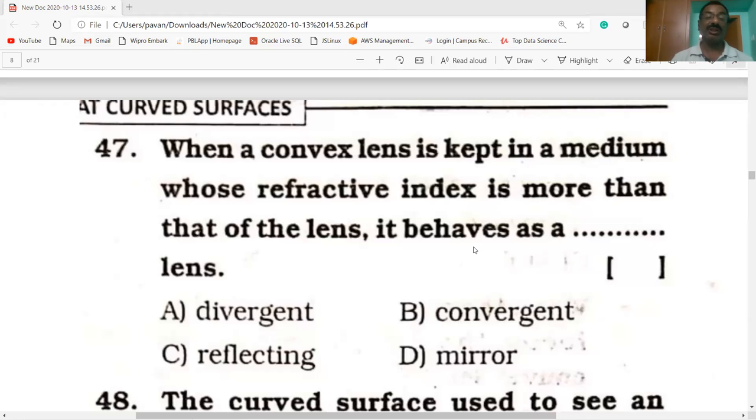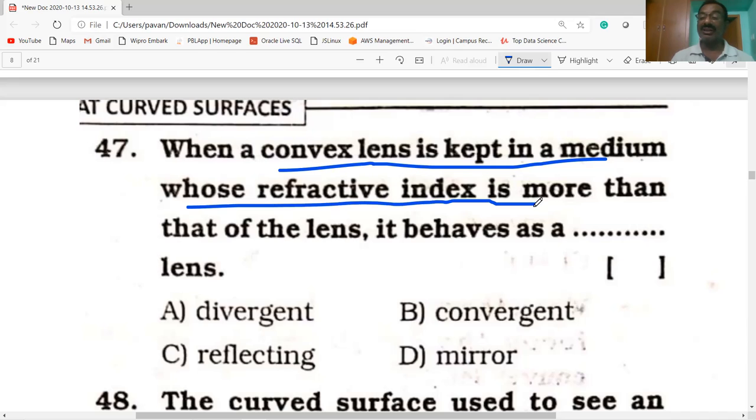Today's first bit, that is the 47th bit in this chapter. When a convex lens is kept in a medium whose refractive index is more than that of the lens, it behaves like a dash lens. The convex lens is kept in a medium whose refractive index is more than that of the lens.